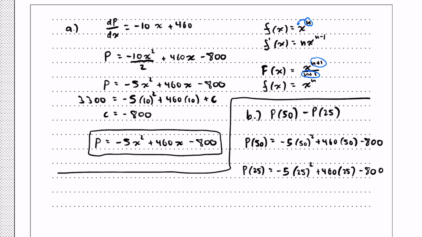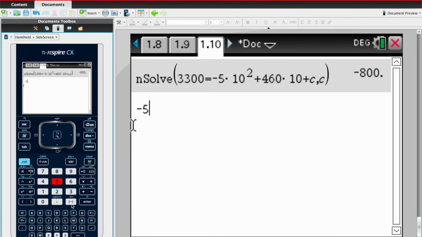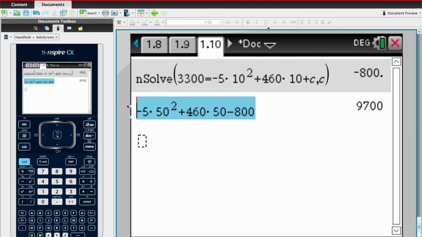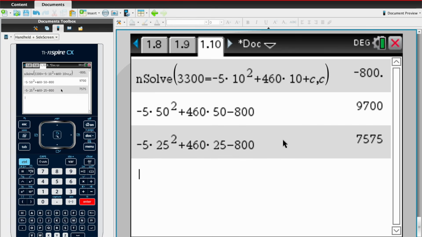All right, so let's go to the calculator and work these out. It's going to be negative 5 times 50 squared plus 460 times 50 minus 800. All right, and then I'm just going to replace this with 25. And here is the profit for 25 kilograms produced.